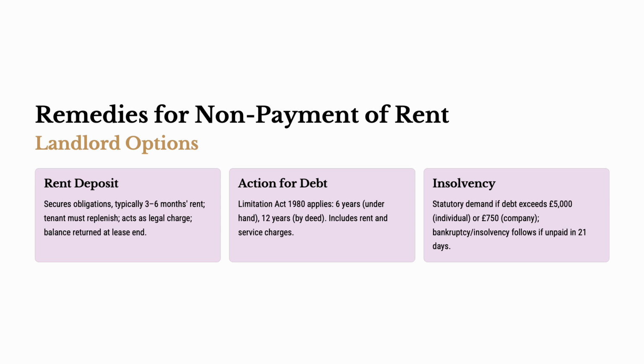Second, an action for debt allows the landlord to sue for unpaid rent, for example if it cannot be covered by the deposit or there is no deposit. The Limitation Act 1980 sets the time limit. For leases made under hand, the limitation period is 6 years. For leases made by deed, it's 12 years. These periods apply to both rent and service charges. The limitation period runs from when the debt became due. If rent is payable quarterly, the period runs from each quarter day. So landlords must sue within the limitation period or lose the right to recover.